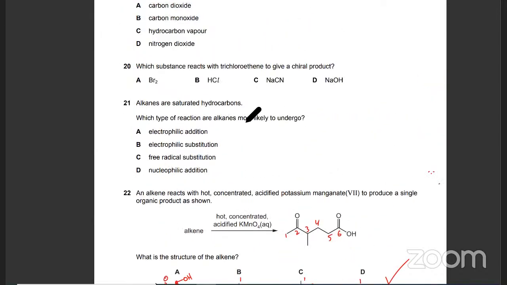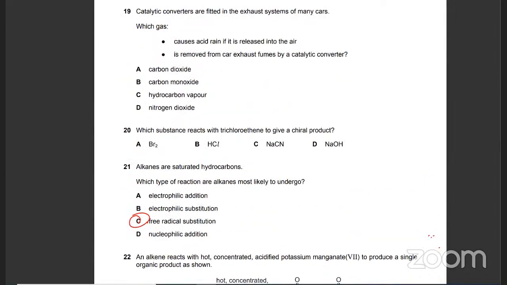So what type of reaction are alkanes most likely to undergo? Electrophilic substitution. C, free radical substitution. Okay, alkanes only have one reaction, which is UV light and chlorine.